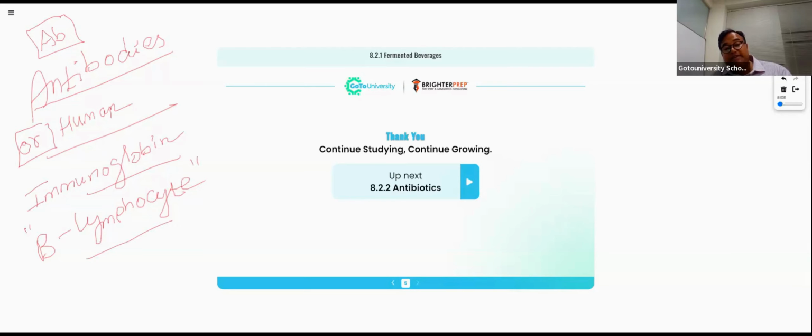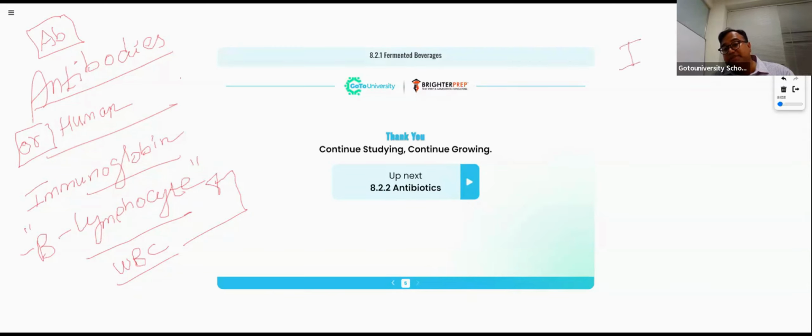B lymphocyte is a type of white blood cells, which is nothing but WBC. So under the WBC, B lymphocyte is coming. Under the B lymphocyte, immunoglobulin is not coming. B lymphocyte makes immunoglobulin. Immunoglobulin is also called as antibody. This antibody are of many types.